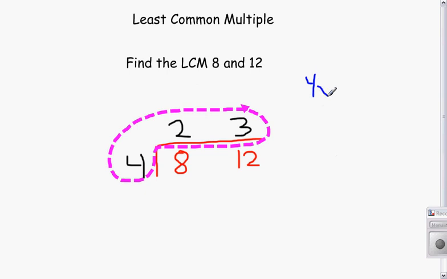4 times 2 times 3. 4 times 2 is 8. 8 times 3 is 24, so my least common multiple is 24.